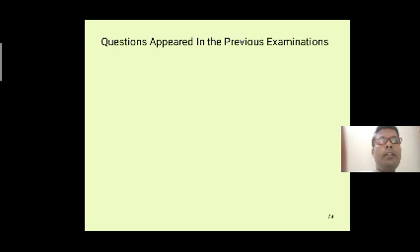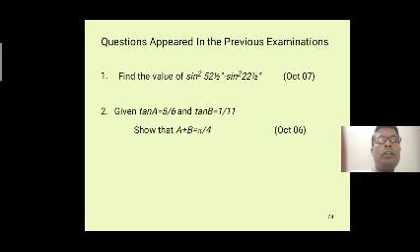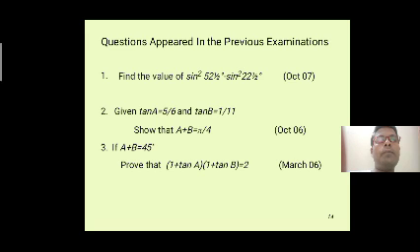Questions that appeared in previous examinations. Number 1: find the value of sin square 52 and half minus sin square 22 and half. Number 2: given tan A equal to 5 by 6 and tan B equal to 1 by 11, show that A plus B equals pi by 4. If A plus B equals 45 degrees, prove that 1 plus tan A into 1 plus tan B equals 2. Okay, now we go to the assignment.